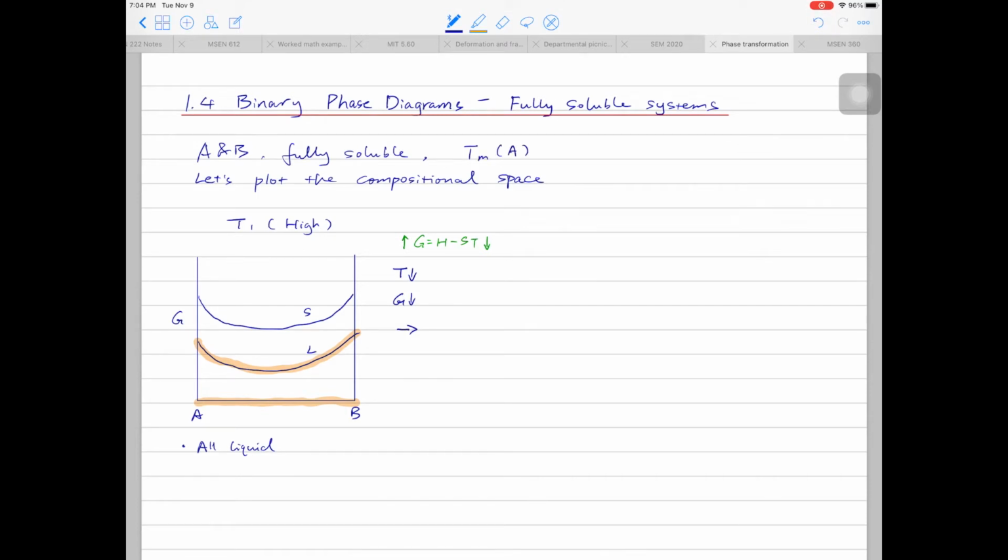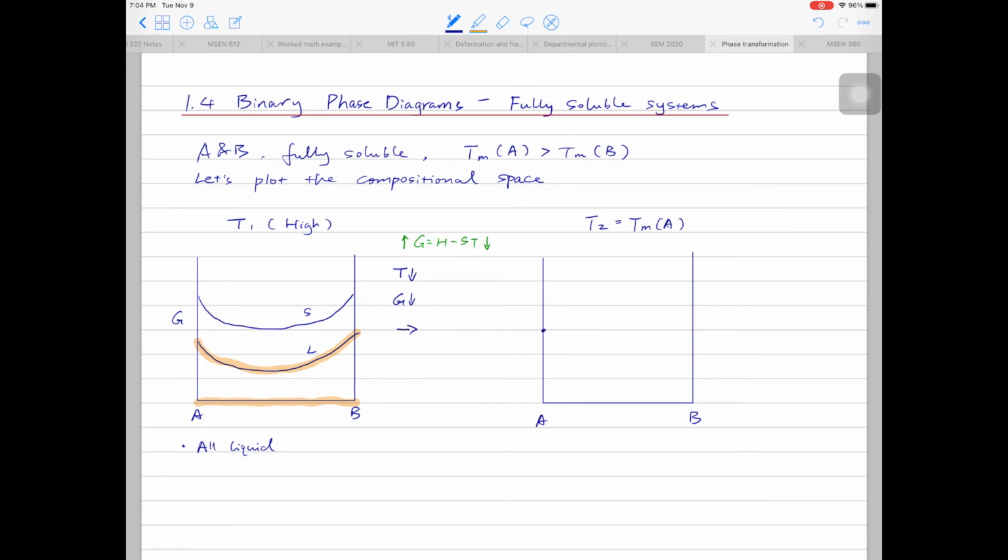Here, we'll make some assumptions. We will assume that the melting point of A is greater than the melting point of B. Therefore, when the cooling happens, A, or the A-rich end of the AB alloy, will come out as a solid first. Let's construct the compositional space and the corresponding Gibbs free energy diagram.